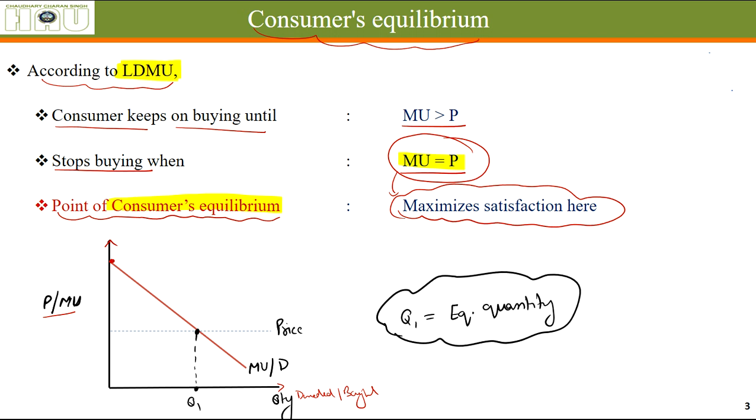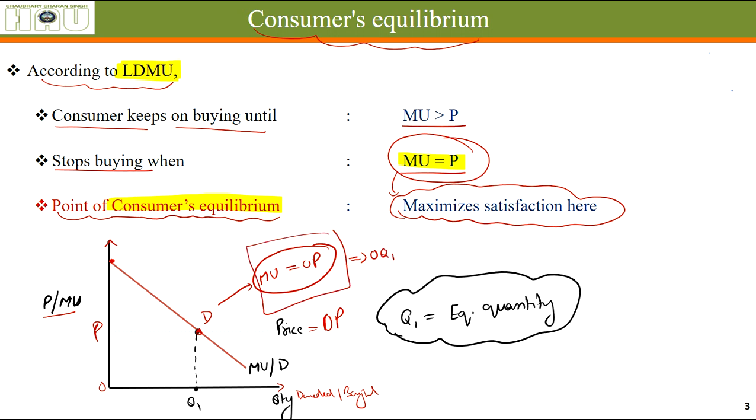As you know, the marginal utility curve always slopes downwards, and at a given price, let's say the price is equal to rupees OP, the consumer will be at equilibrium at point D, because at this point marginal utility, this red curve, is equal to price OP. He is going to buy OQ1 quantity of the good, because at this point marginal utility is equal to price.